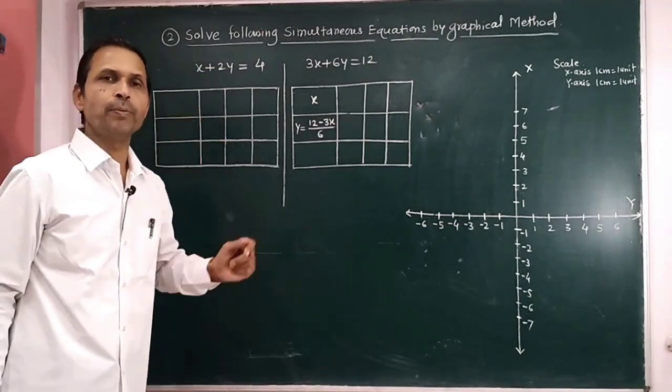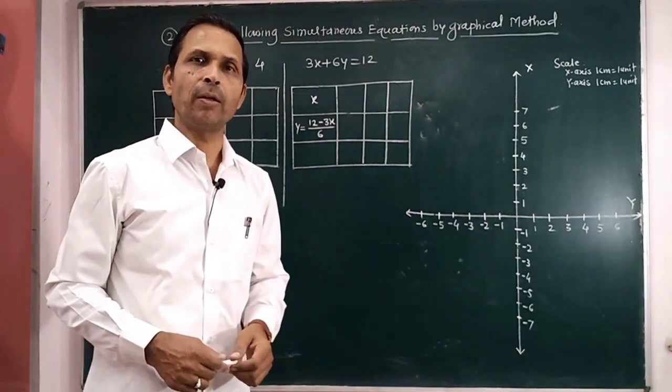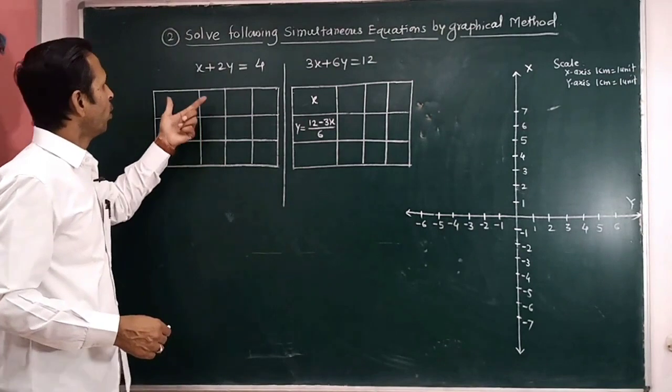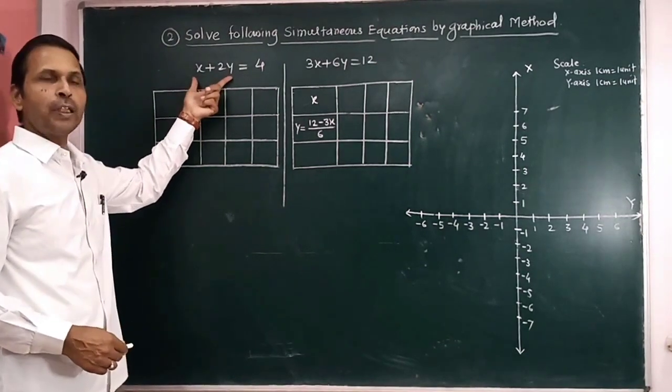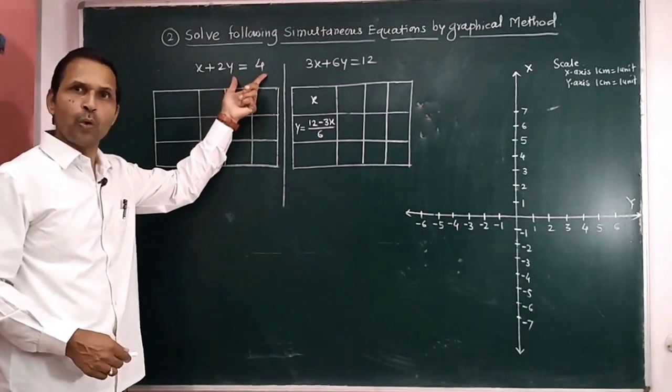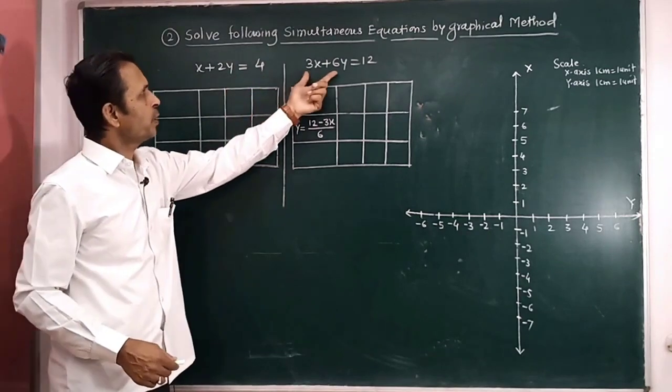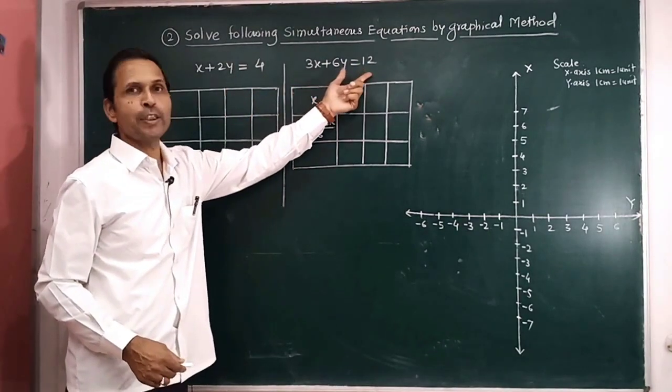Let's solve this example by the graphical method. The first equation is x + 2y = 4 and the second equation is 3x + 6y = 12.